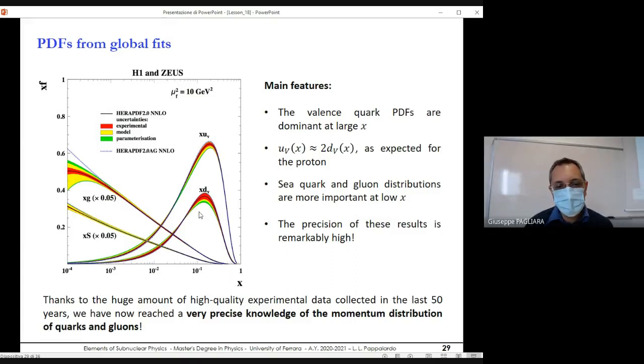Now, if you look at this picture, it seems that we are done. I mean, everything is understood. We have a very precise determination of the PDFs. We can go home, right? No, we can't. Because up to now, we completely neglected the spin degree of freedom. What we have been discussing today, and also yesterday, was essentially momentum distribution, right? But quarks and also gluons carry spin. And so we also have to understand how the proton spin is shared among its constituents.